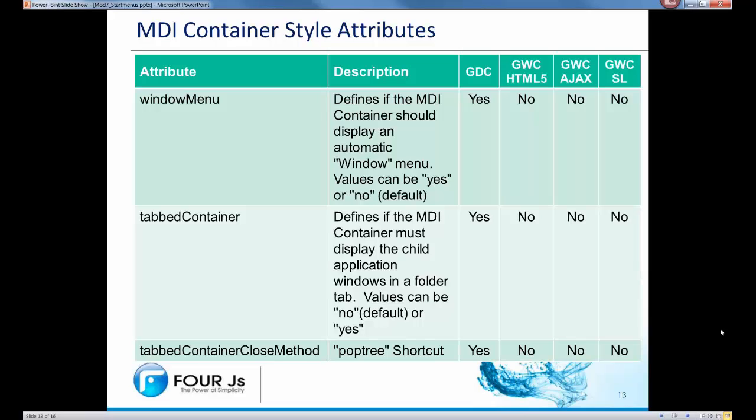By default, that's no. Should it display the contained items as a tabbed container? Again, the default is no. And then if it is a tab container, should I allow a close on each tab item? Should I only allow a close on a window? Should I allow the close to appear everywhere it's possible to do a close? And that's the little X we're used to seeing in the upper right-hand corner. So I would say this tabbed container close method is really where should I be putting my close buttons? That's what this means right here, and it's applicable.